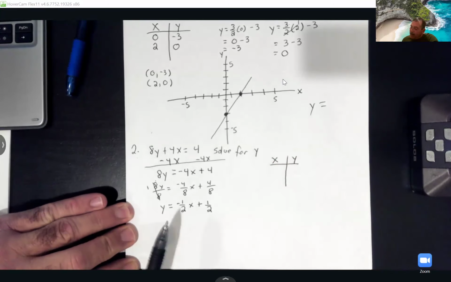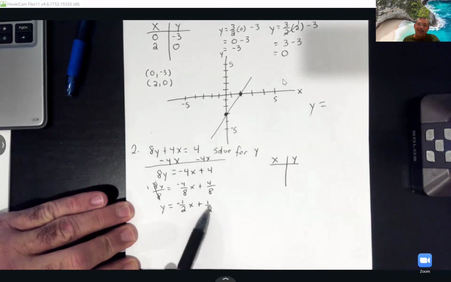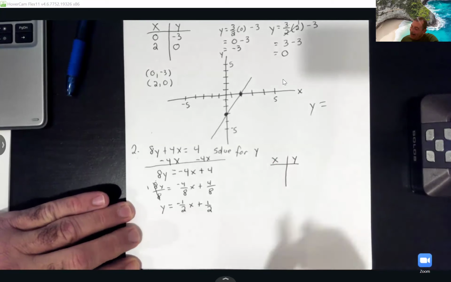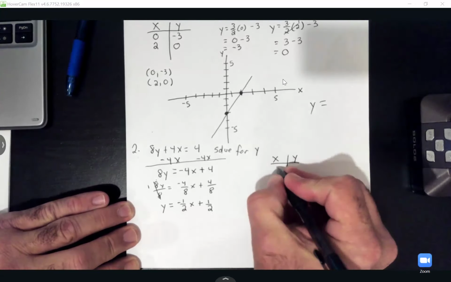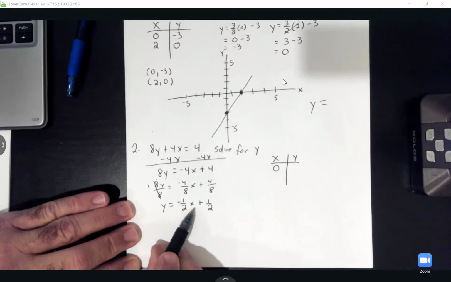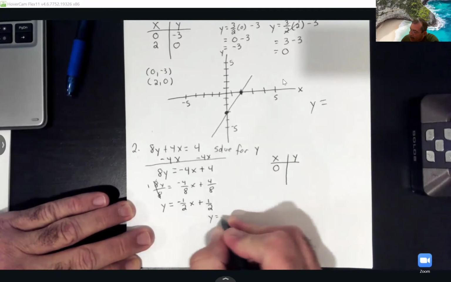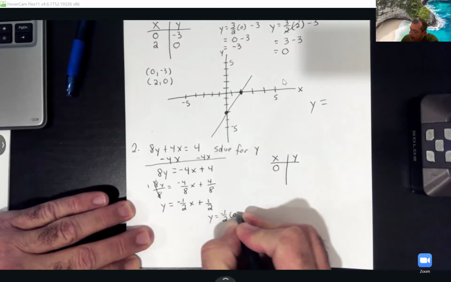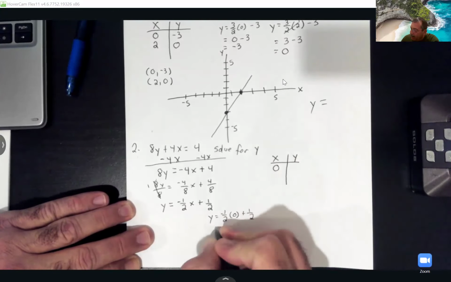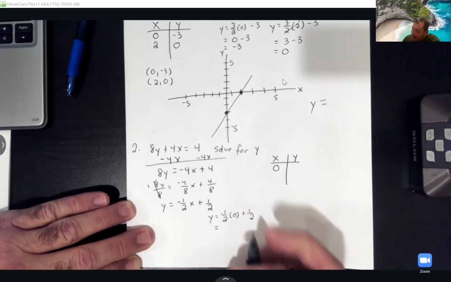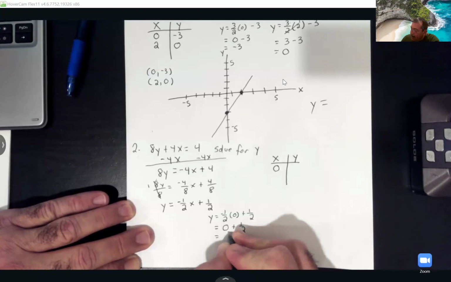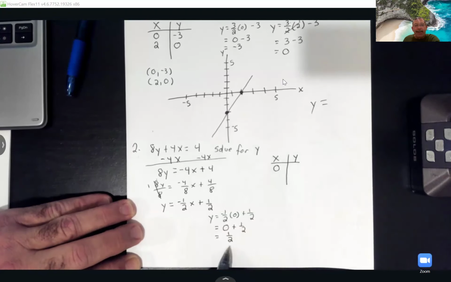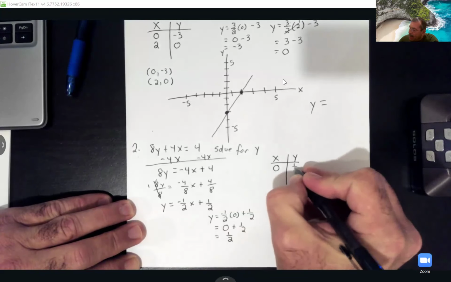Now I'm going to tell you the truth. It's going to be hard to avoid a fraction on this one because of that 1/2 at the end here. But let's see what we get. If I use a 0 for the x, that'll give me y equals negative 1/2 times 0 plus that 1/2. Well, 0 times 1/2 is 0 again, plus our 1/2. And y'all, unfortunately, that gave me a 1/2 for the y value.